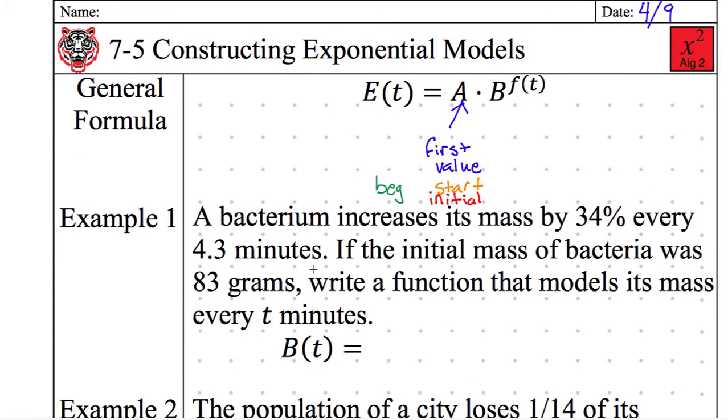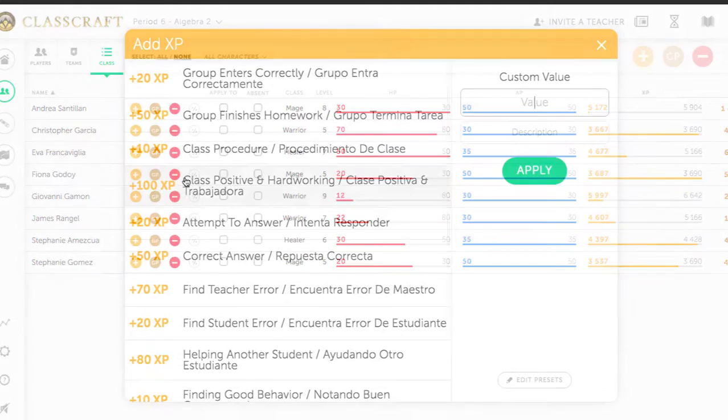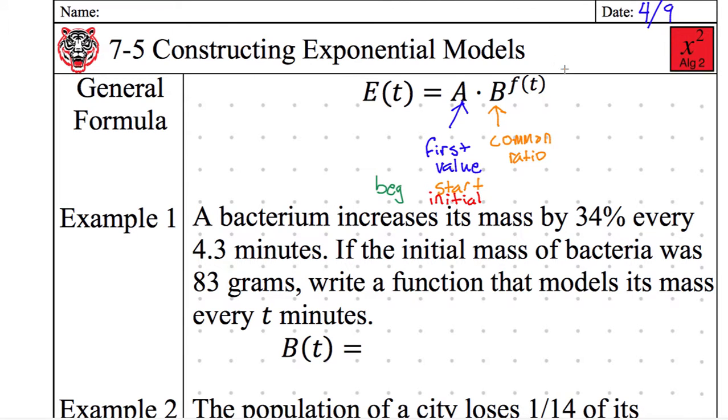Nice throw. Okay, so what do we call, with a quiet raised hand, this value right here? What is this called, Fiona? Common ratio? There it is. Common ratio. Thank you, Fiona.